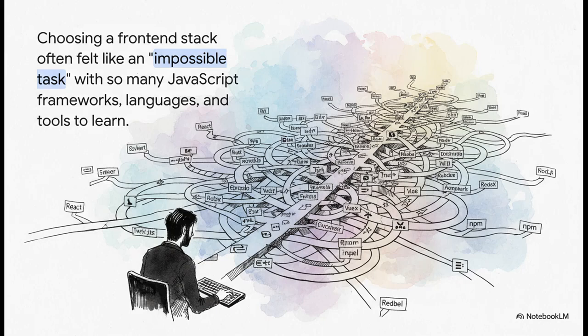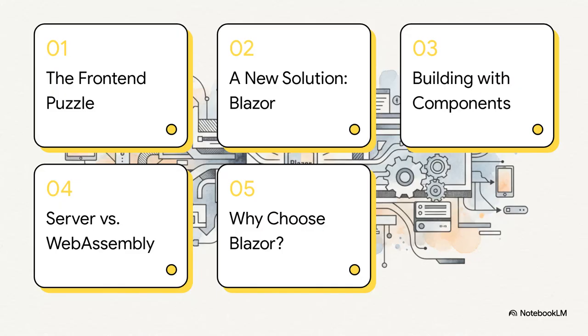And what did that really mean? It meant that .NET developers had to become experts in a whole other ecosystem. They had to learn the ins and outs of frameworks like Angular, React, or Vue.js, each with its own way of doing things, its own tooling. It just created this huge disconnect in the whole development process. So, how does Blazor solve this big puzzle?